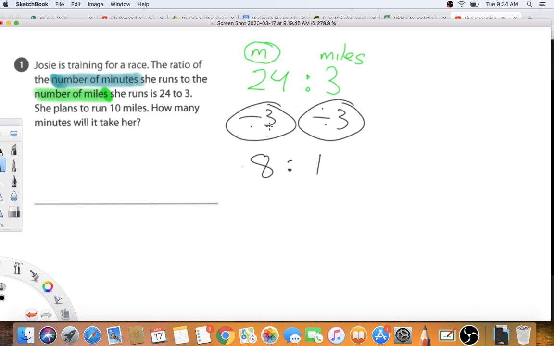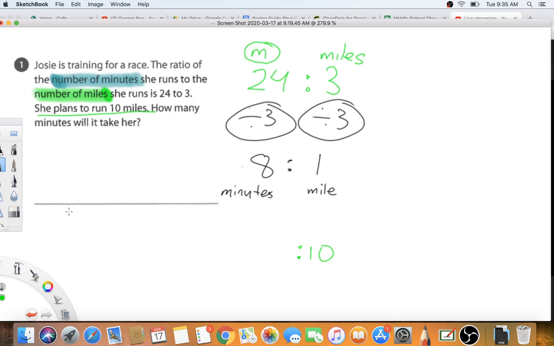That means that every 8 minutes, Josie runs 1 mile. I keep getting confused. For every 8 minutes, she does 1 mile. Now from here, we can do the opposite of division. We can do multiplication to find the answer to our question. The question is asking, she plans to run 10 miles. So 1 mile, we're going to put 10 miles on this side. If she plans to run 10 miles, how many minutes will it take her?